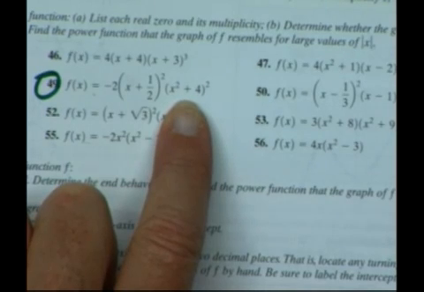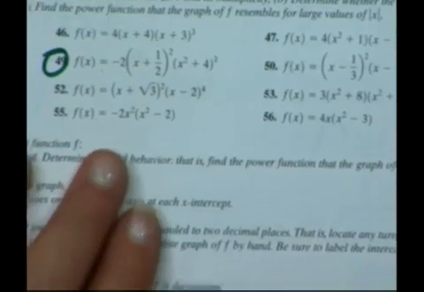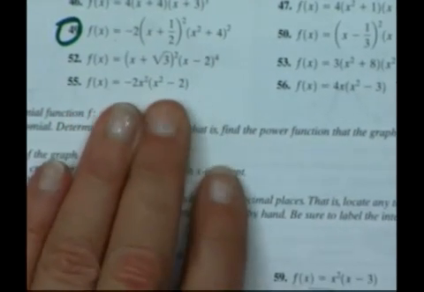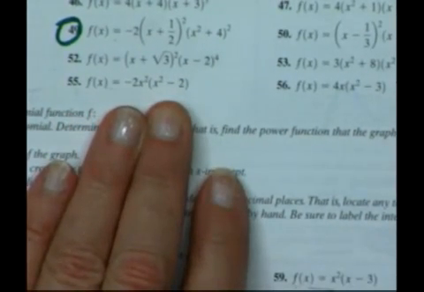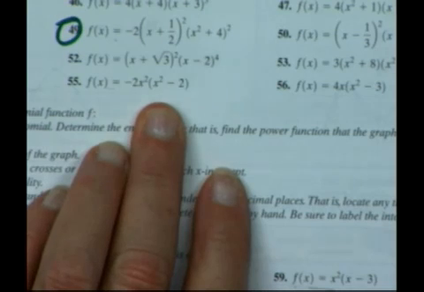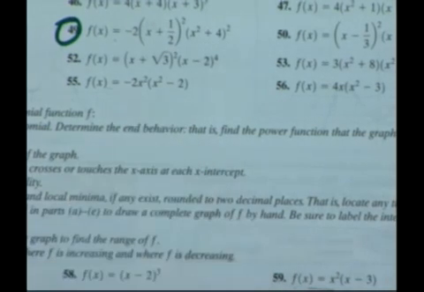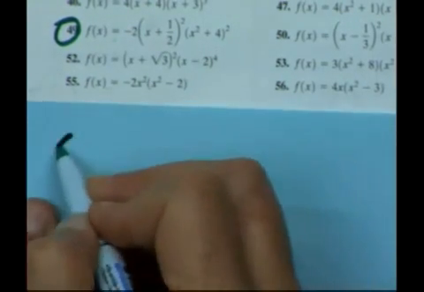Everybody good? All right. Which one? Oh, 55. I liked 55. What are the zeros in number 55? 0 and... None. That's not real. Oh wait, it is 2. What do you think? Square root of 2. Square root 2. You are good. All right, let's do number 55. That's a good problem.